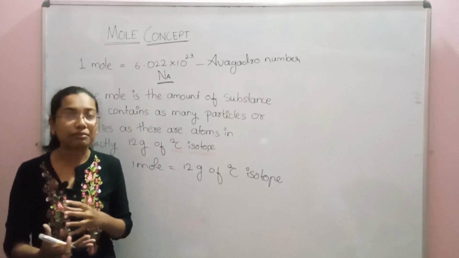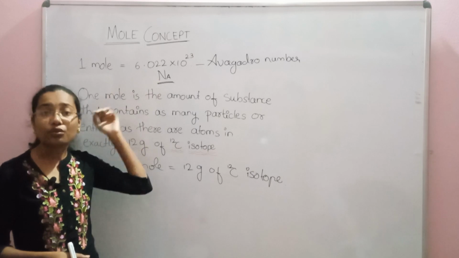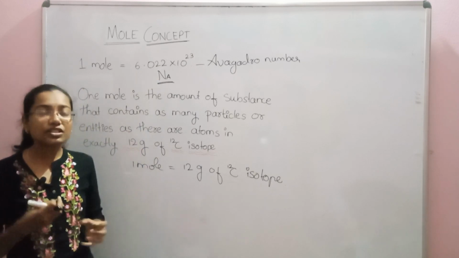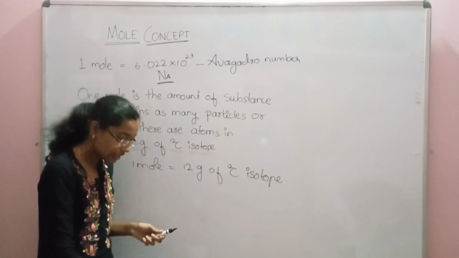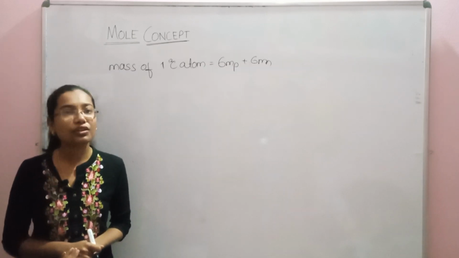But how did it come? How exactly did the value come as this much only? It may have other values also, no? But it's not like that. We'll get this by calculations. We'll do the calculations. Now we'll calculate the value of 1 mole.